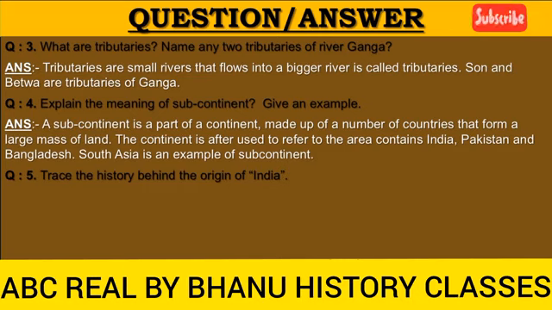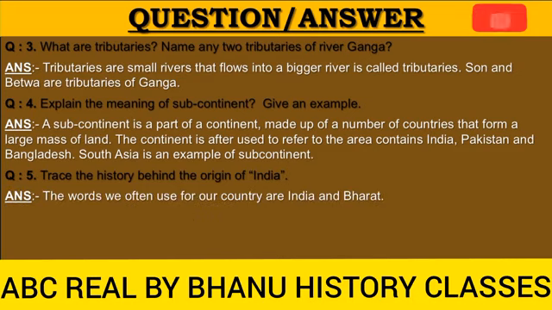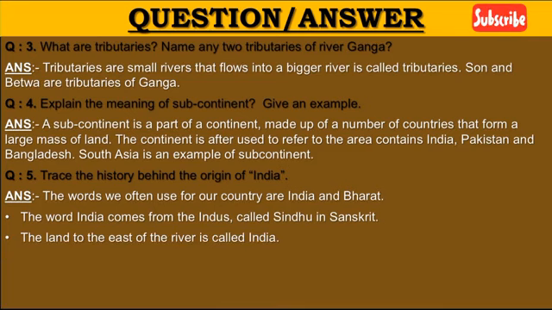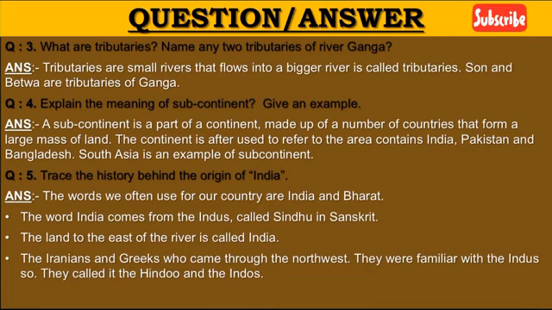Question number 5: Trace the history behind the origin of India. Answer of this question is: the words we often use for our country are India and Bharat. The word India comes from the Indus, called Sindhu in Sanskrit. The land to the east of the river is called India. The Iranians and Greeks who came to the northwest were familiar with the Indus. So they called it the Hindus and Indos.